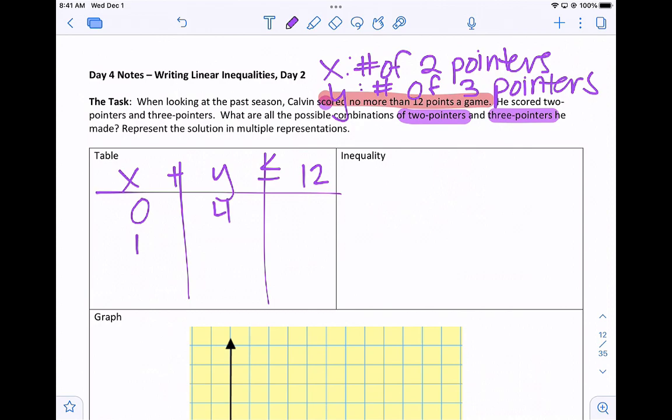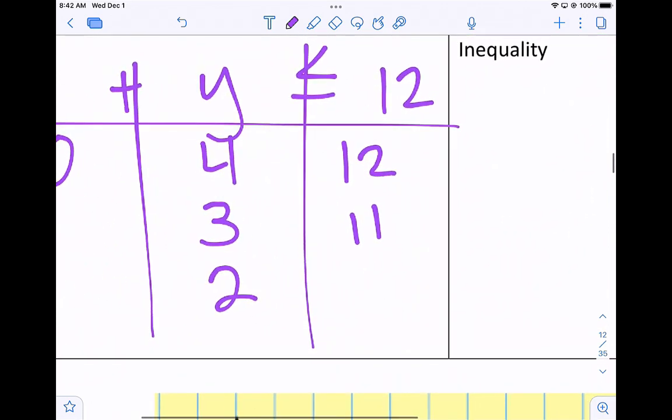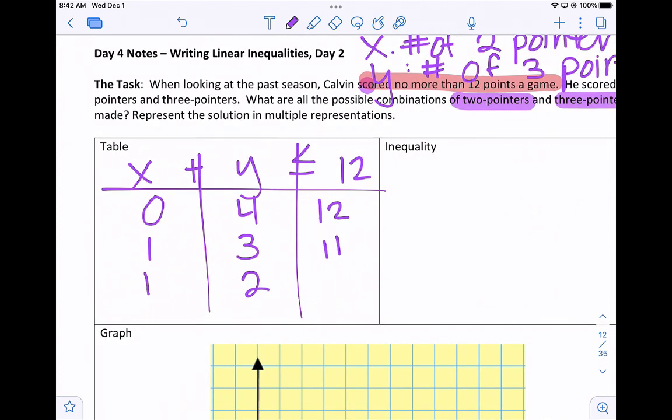We could score 1 2-point shot. So then the question is, how many 3-point shots could we score? We wouldn't be able to do 4 again. Could we do 3? So 3 times 3 is 9, and then plus 2 more, that's 11. So that would work. Could we score 1 2-point shot and 2 3-point shots? And we could, because that would be less than or equal to 12. So we would have 2 plus 3 times 2, which is 6. So that would be 6, 7, 8 points. We could score 1 and 1 and so on.